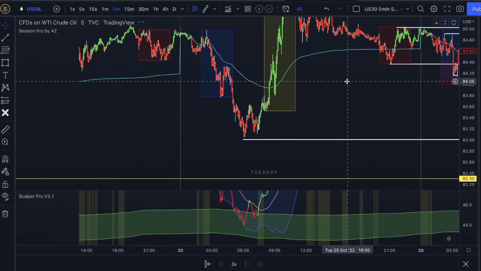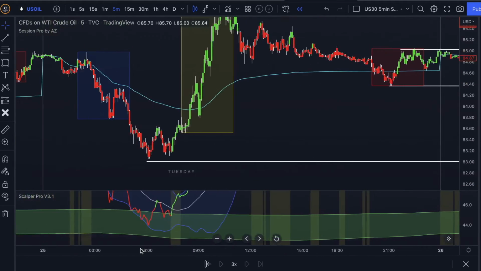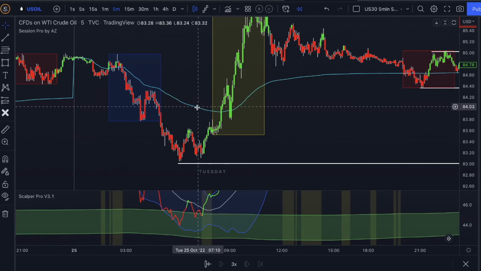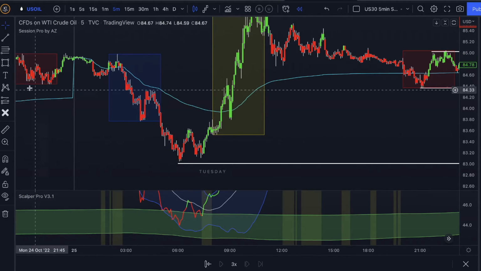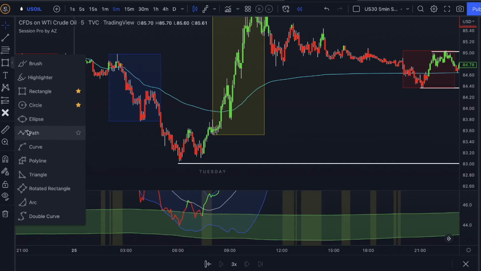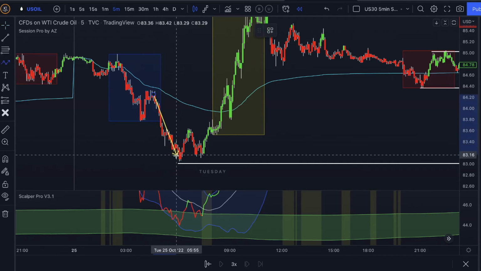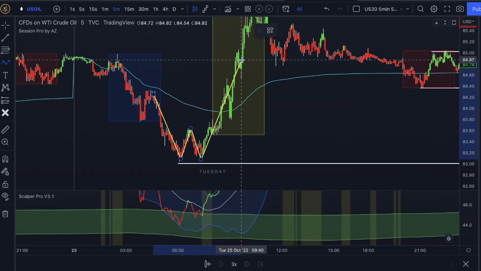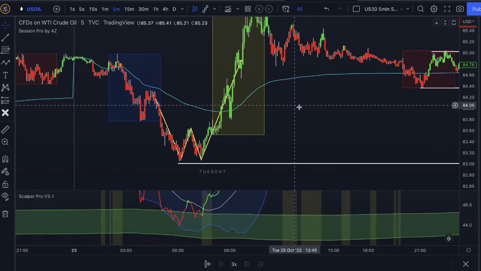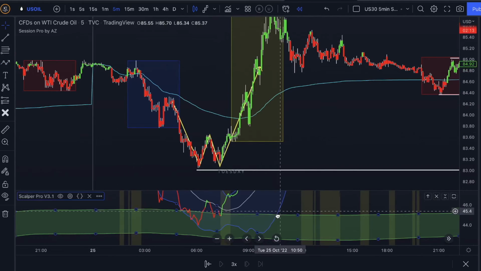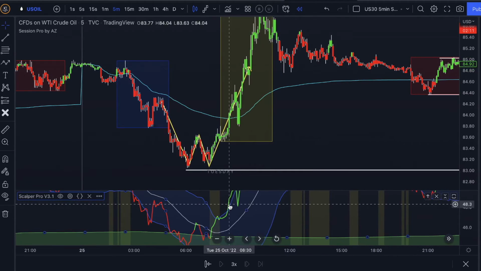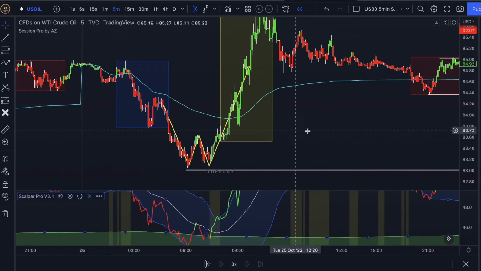Let me scroll back here. So outside of the London and New York kill zone, we again had a W formation. That's the one I pointed out yesterday. We had our low, pullback, lower low, and we continued with the rally to the upside. And where would have been your entry? We had our Scalper Pro breakout on a 5-minute chart above VWAP, right on this candle.